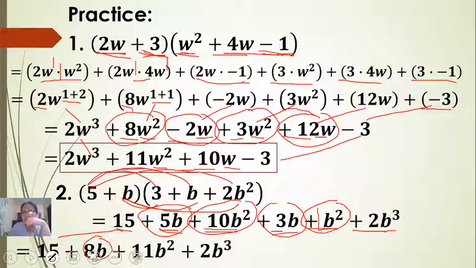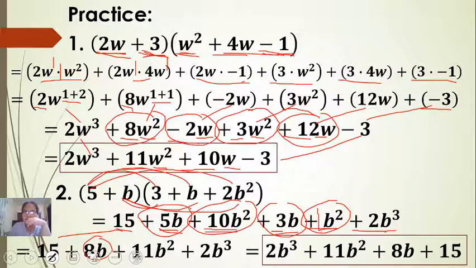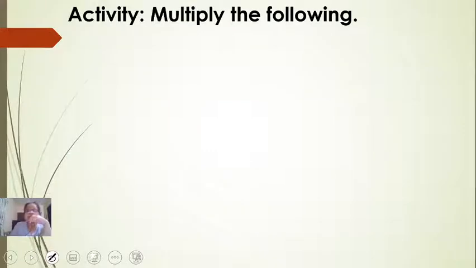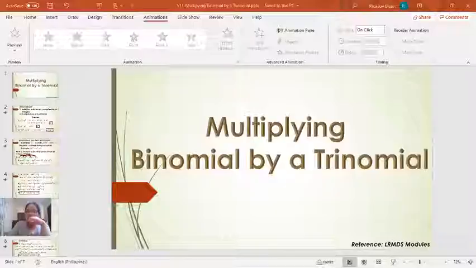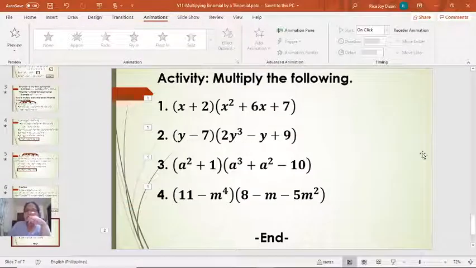We can also rearrange the terms, starting with the term with the highest exponent to the least. So we started with 3, 2, 1, and then the constant. So that's the final answer. So here's the activity. You can multiply the following by pausing the video if you're interested to answer them. So that ends our discussion about multiplication of a binomial by a trinomial.